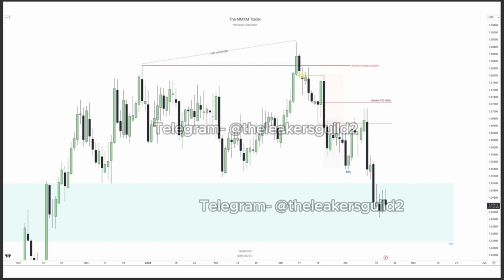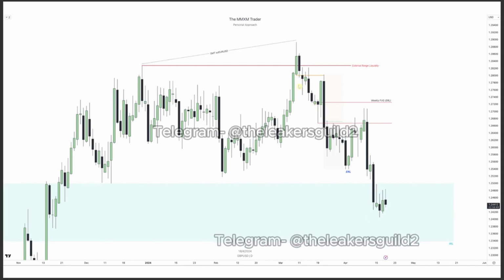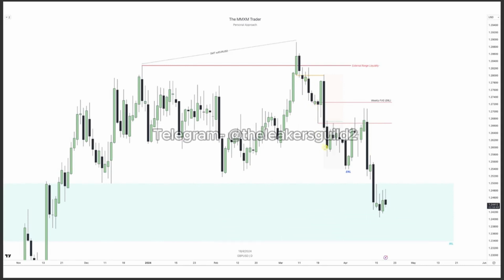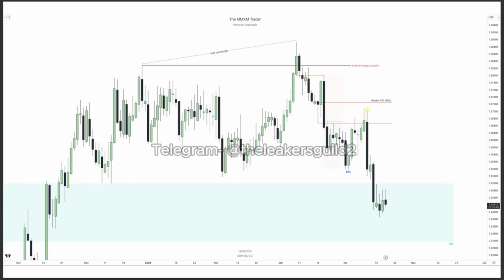We know the change in the state of delivery happened on the weekly, which is this move down over here. We left that weekly fair value gap, that internal range liquidity pool. Now, where are we going to be focusing on for our trades? We want to see if we can get in this internal range liquidity, which is also premium of the dealing range.